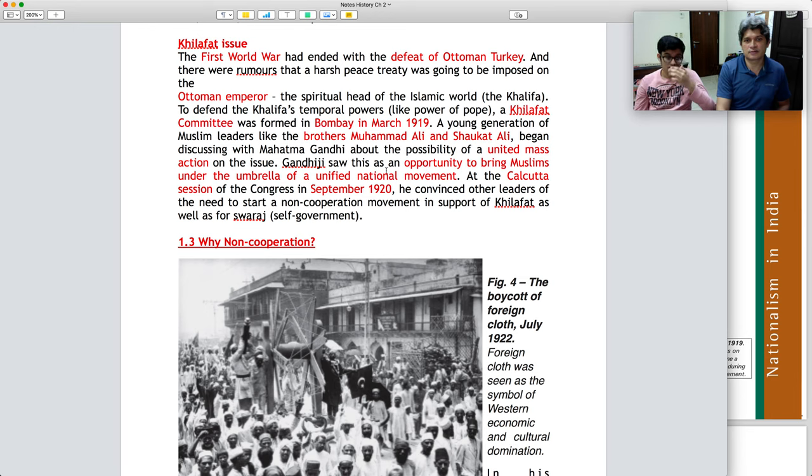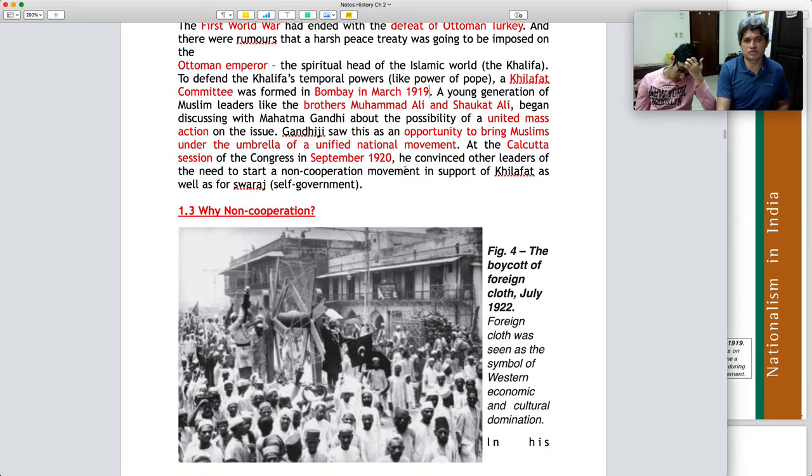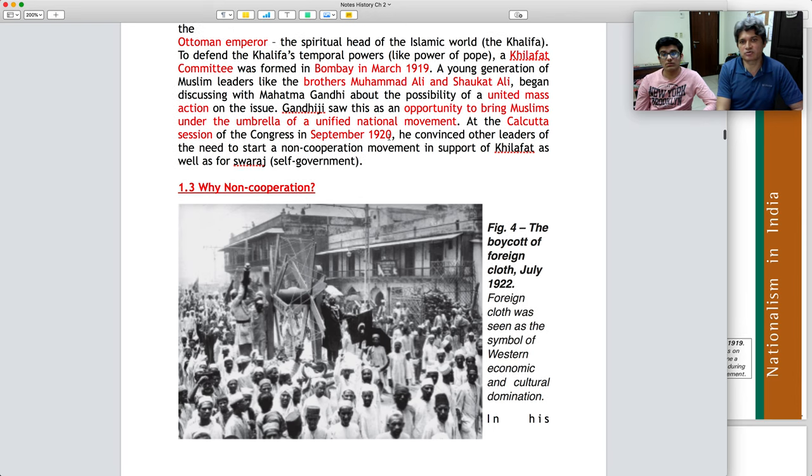Gandhiji saw this as an opportunity to bring Muslims under the umbrella of a unified national movement. Now, the Satyagraha was called off in 1919. After that he thought, let us make it a countrywide movement.